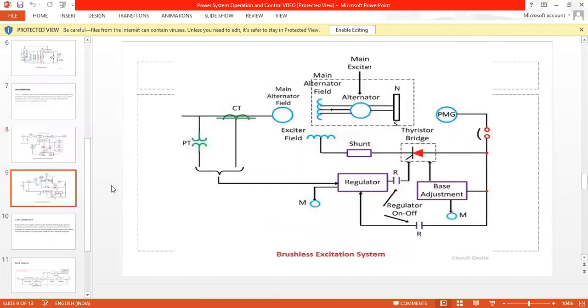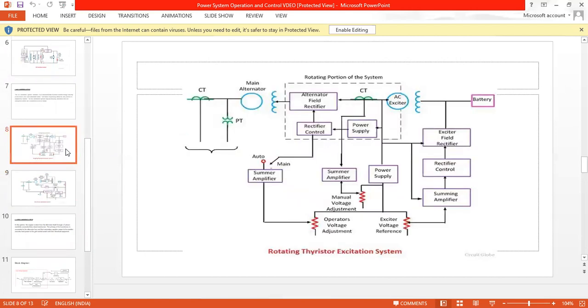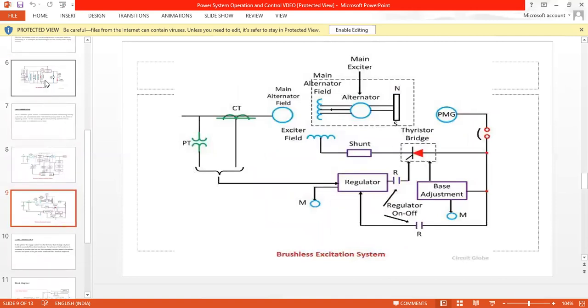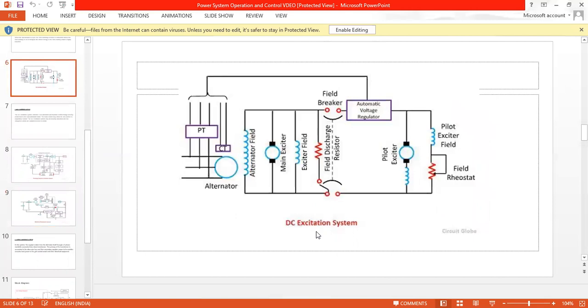And the ninth slide is also an excitation system. It is called the brushless excitation system. When we compare it with the rotating thyristor excitation system, it is quite different, but it is somewhat matching the sixth slide component, the DC excitation system.